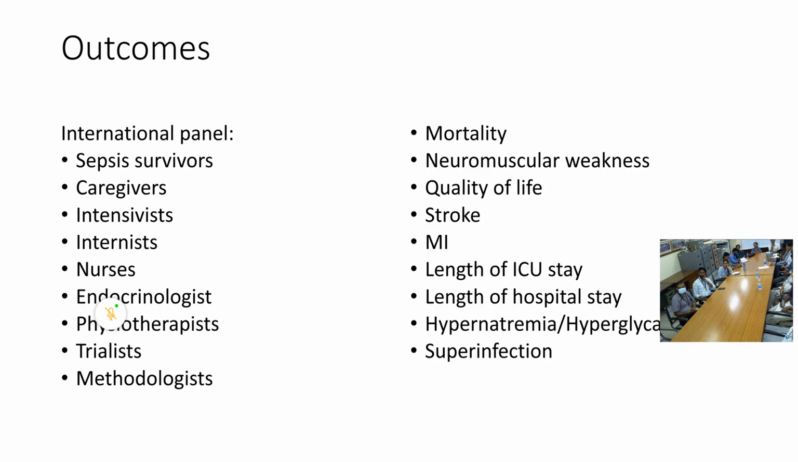For the outcomes, they had an international panel with members including patients who had sepsis and survived, caregivers, intensivists, internists, nurses, endocrinologists, physiotherapists, trialists and methodologists, and they pre-decided a set of outcomes that they felt was important to the patient. So the outcomes for this particular guideline were mortality, neuromuscular weakness, quality of life, post-sepsis stroke and MI, length of ICU stay, length of hospital stay, hypernatremia and hyperglycemia, which are complications of corticosteroids, and whether there was any superinfection.